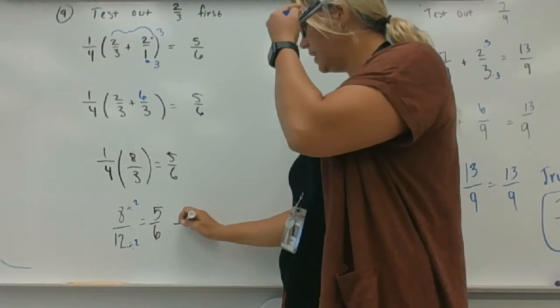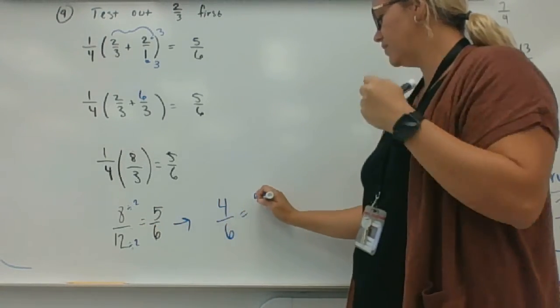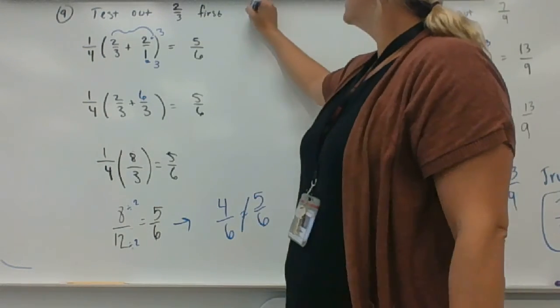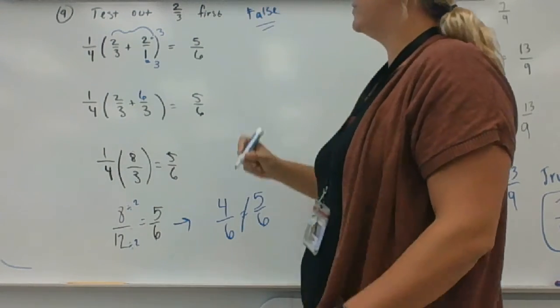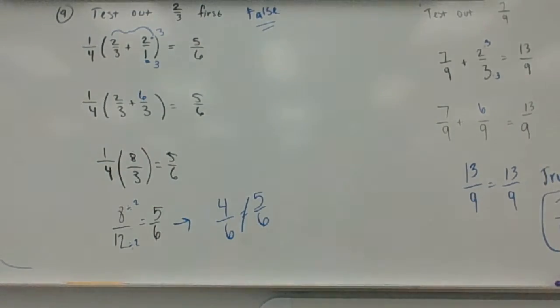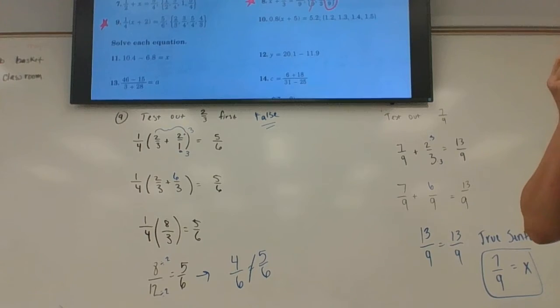So that's the same as 4/6, and 4/6 does not equal 5/6. So 2/3, after all that work, came out false. What do you think it is? But we can look now and see.